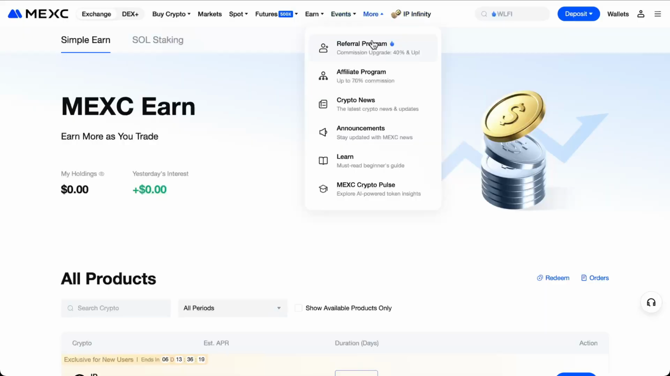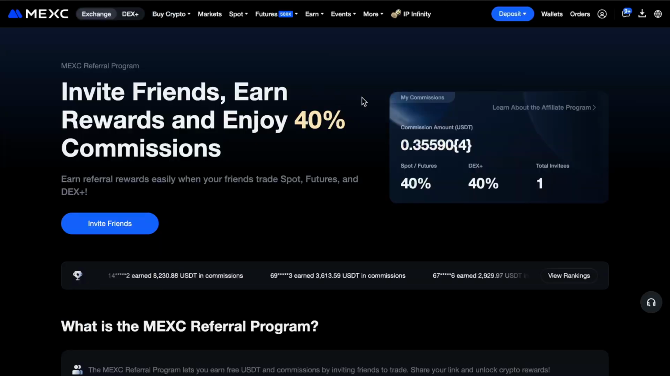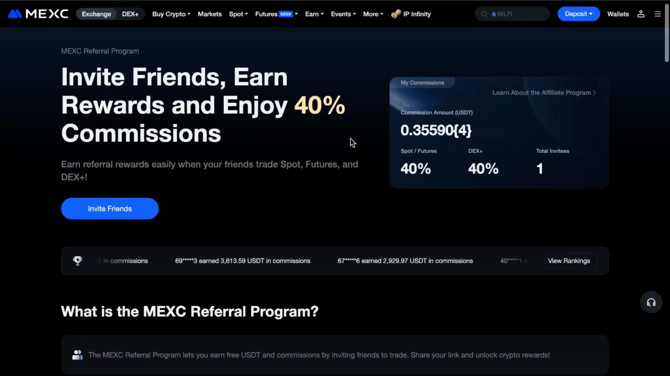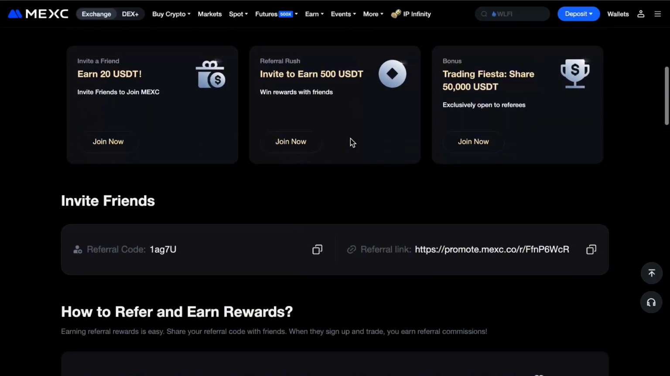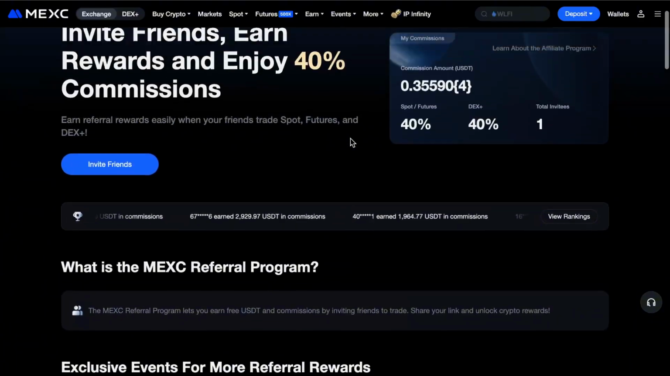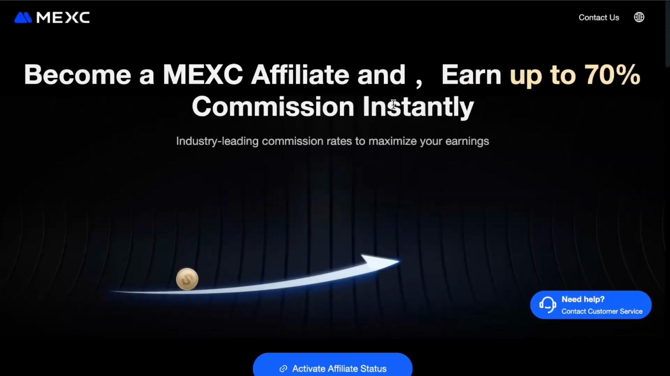Step 8, referral and affiliate programs. MEXC has really good referral and affiliate programs. If you bring your friends onto MEXC, you'll earn commissions on their trading fees. The more people you bring in, the more passive income you generate. And if you're running a community or content channel, the affiliate program gives you even bigger perks.